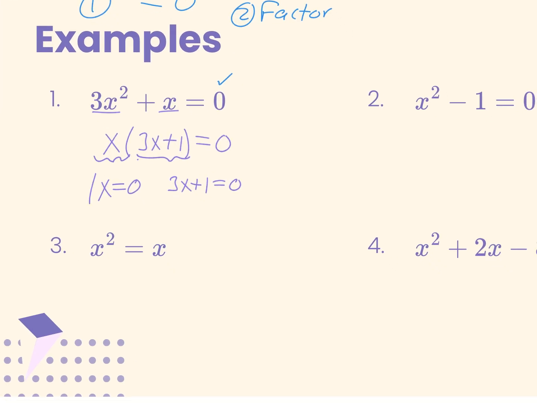So x equals 0, that's already one of my answers. My other one: I need to solve 3x plus 1 equals 0. I'm going to subtract 1 on both sides, and then I get 3x equals negative 1. Divide by 3, and then I get x equals negative 1/3.